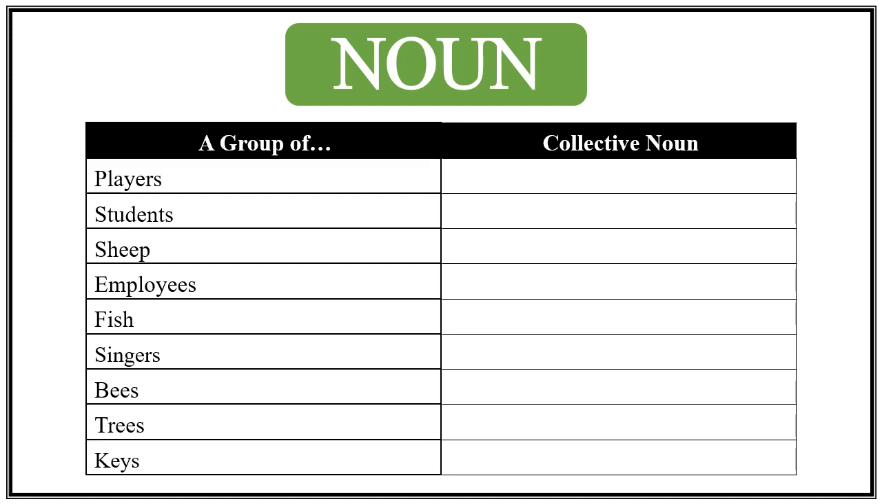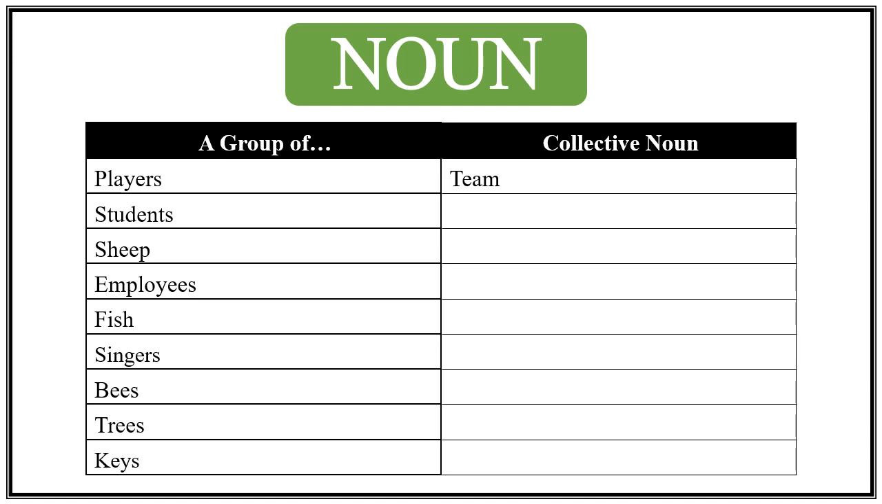A group of players is called team. A team is a collective noun and it means a group of players, or it could even mean a group of workers in a company. In the list a lot of examples are given, but I want you to guess the collective nouns before I show them to you. What do we call a group of students?